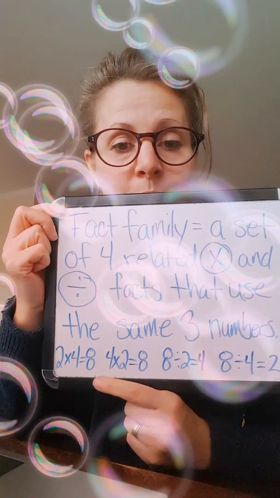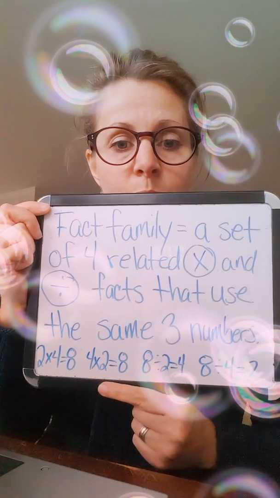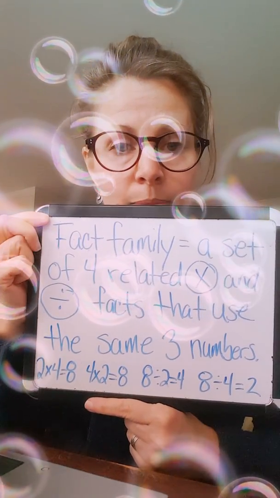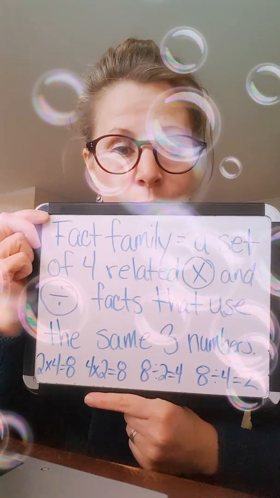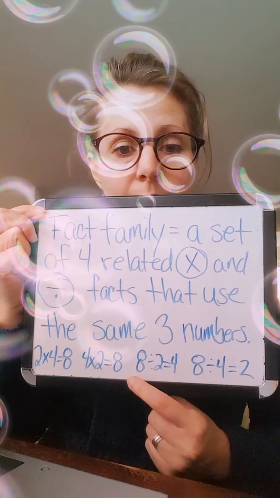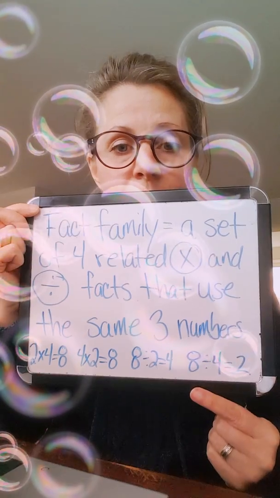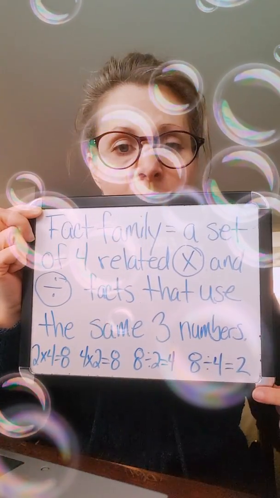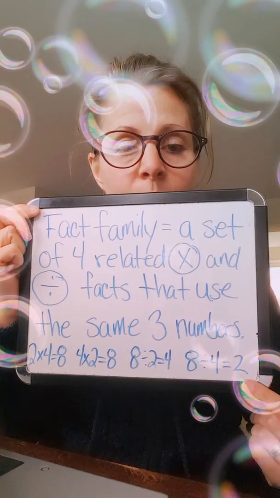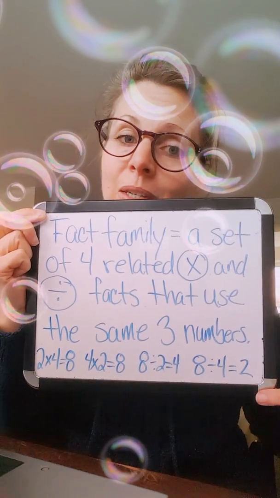2 times 4 equals 8. 4 times 2 equals 8. So those are the two multiplication facts, and we just flip-flop the factors using the commutative property, okay? And then here are the division facts. 8 divided by 2 equals 4. And we start with the dividend again. Remember, in this type of division problem, we always start with the dividend. 8 divided by 4 equals 2. So we've just moved those digits around, but it's the same three digits.